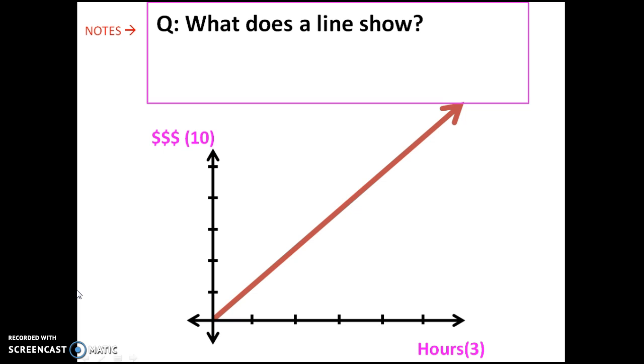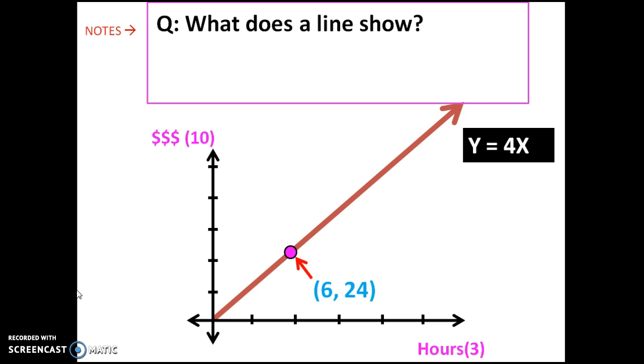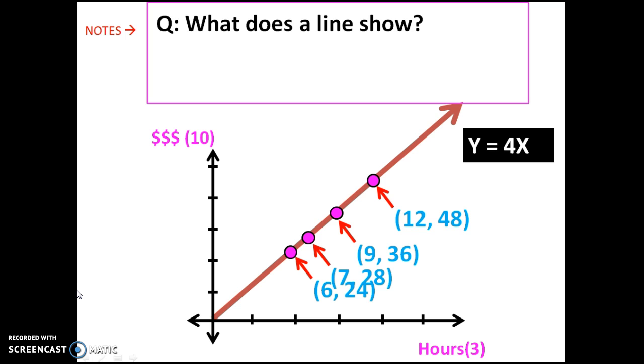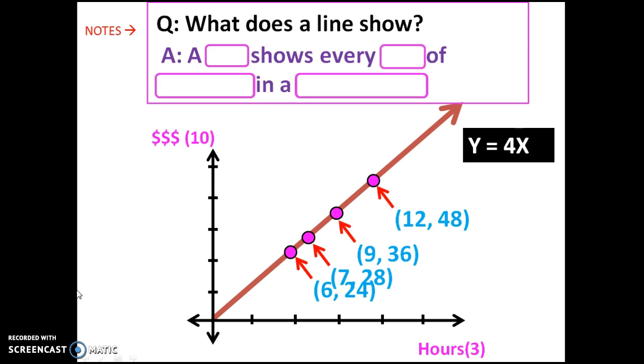What does a line show? So remember we had the rule y equals 4x. So we have 6, 24, 7, 28, 9, 36, 12, 48. All of these points, and the ones that we haven't marked, are shown on our line. So a line shows every pair of numbers in a relationship.